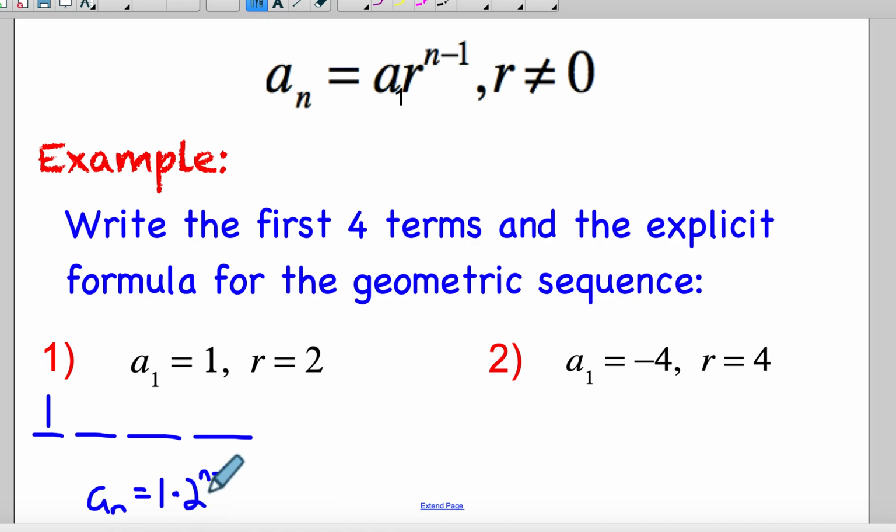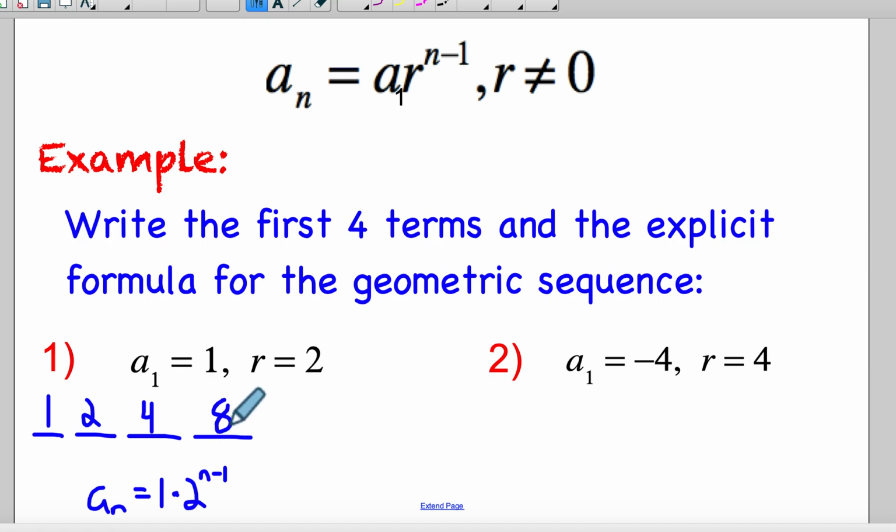So notice how if I plugged in 1 to get my first term, even though it told it to me, 2 to the 1 minus 1 is 2 to the 0. And anything to the 0 power is 1. So it's just 1 times 1, which is 1. If I want to get the second term, I can plug in 2. I don't really need to do that, but I'm gonna. 2 minus 1 is 1. 1 times 2 to the 1 is going to be 2. If I want to get the third term, I could plug in 3. 3 minus 1 is 2. 2 squared is 4. 1 times 4 is 4. And then if I wanted to get the fourth term by plugging in, I could. 4 minus 1 is 3. 2 to the third is 8. 1 times 8 is 8.